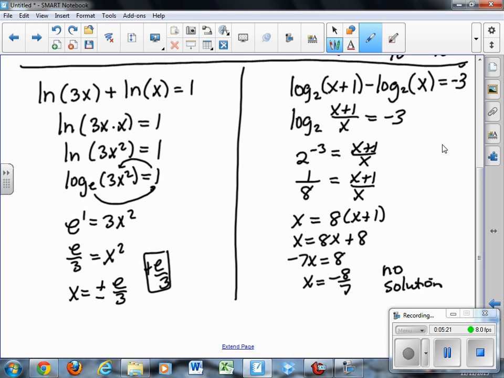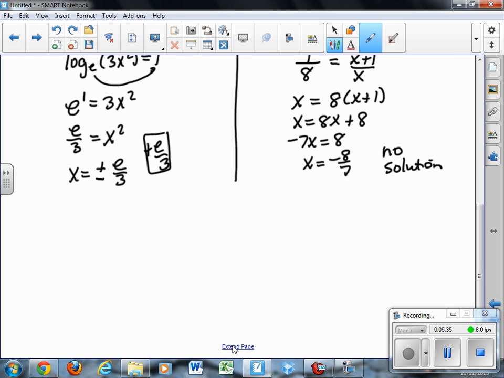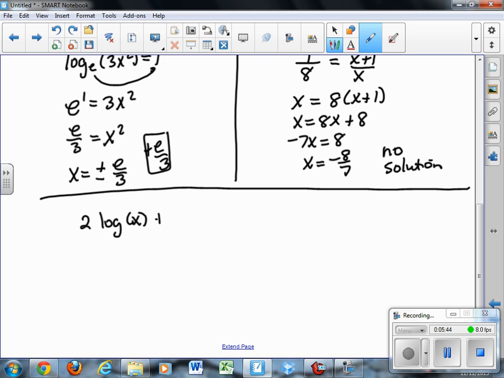I will be making a video about exponential and log functions in quadratic form, so you'll be looking for that for those trickier problems. Oh, one other thing before I end. Sometimes you'll get a problem that may be written like this. Say 2 log of x plus log of (5 plus x) is equal to 4.